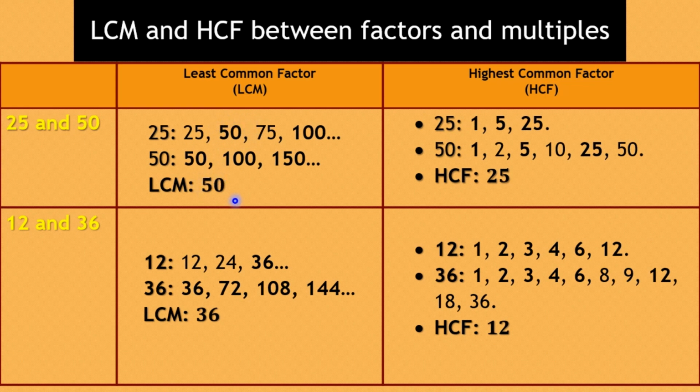Same with 12 and 36, 36 being their lowest common multiple. In the same way, the highest common factor between a number and its factor is the factor itself. Therefore, the highest common factor between 25 and 50 is 25, while that of 12 and 36 is 12. As you can see, they are basically opposites.